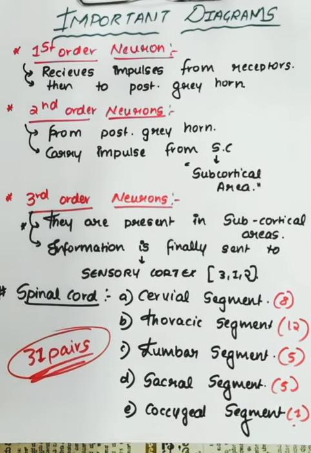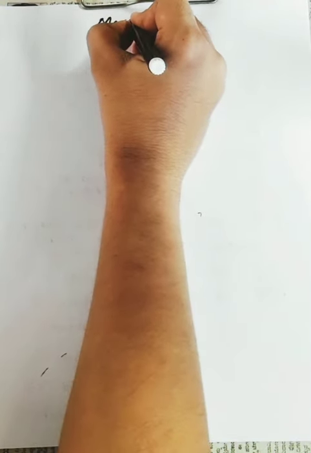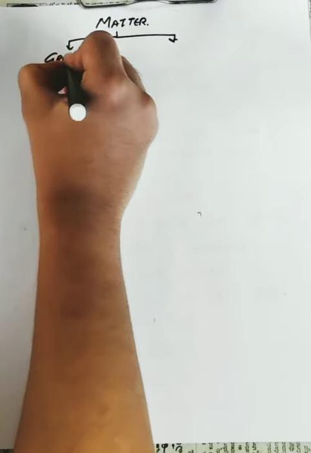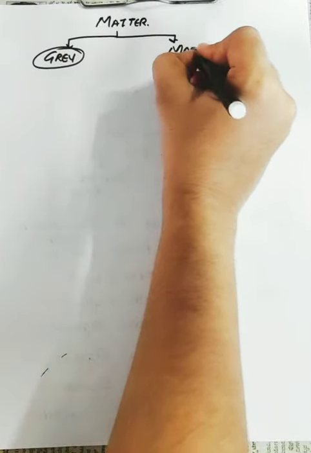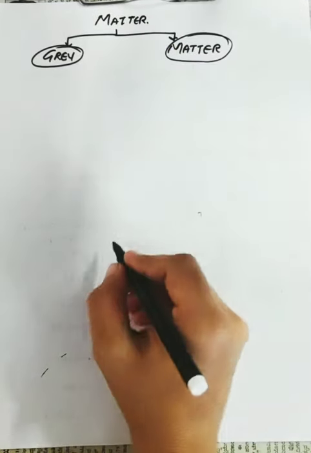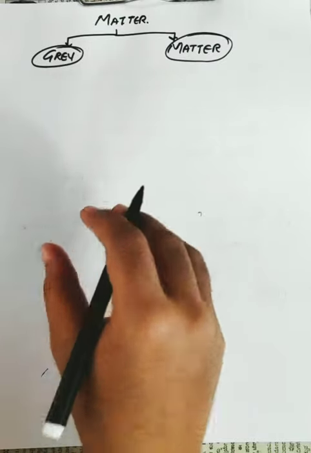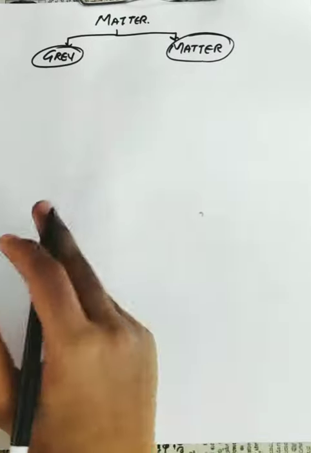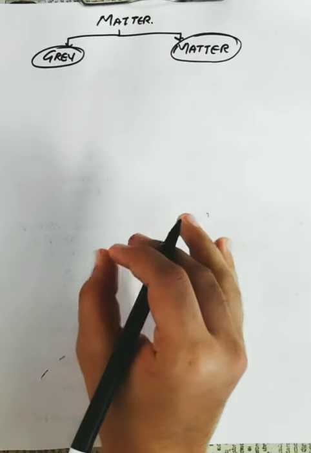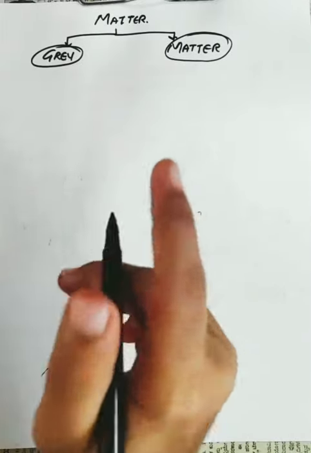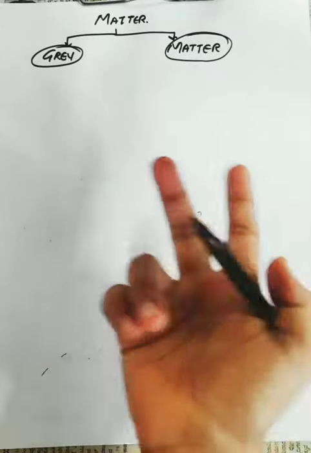Now we look at the classification of the matter. As I mentioned in earlier videos, matter is of two types: the first one is the gray matter and the second one is the white matter. In the spinal cord, the gray matter is present inside and the white matter is present outside. Whereas in the brain, the white matter is present inside and the gray matter is present outside. It's vice versa, so it's better you remember any one so that you can remember the opposite by yourself.